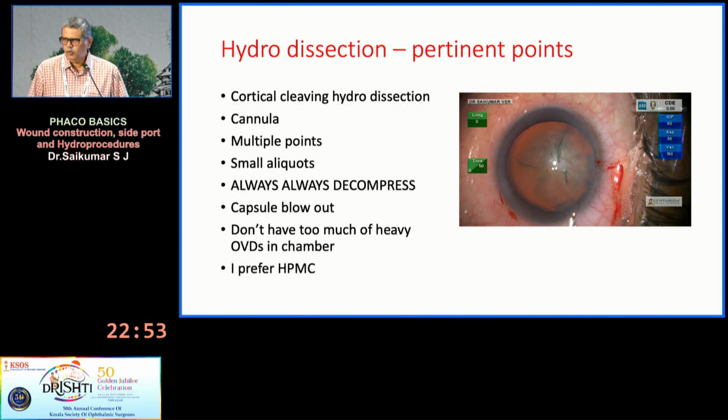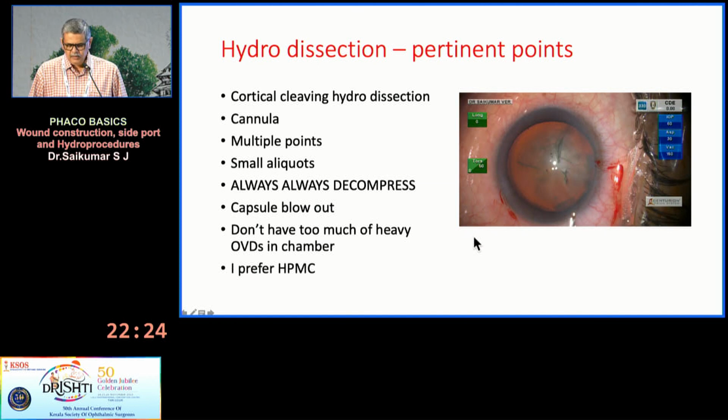Do it at multiple points, definitely 2, if necessary more. Always inject small amounts of fluid. Don't inject too much fluid and increase the pressure behind the nucleus. And always decompress every wave of fluid you make. Even though you have seen the wave come out through the other end, always decompress the center of the nucleus so that you don't let the pressure build up behind. If you have too much pressure behind, you can have what is called a capsule blowout.